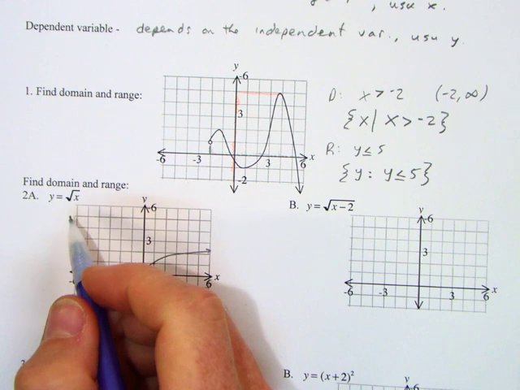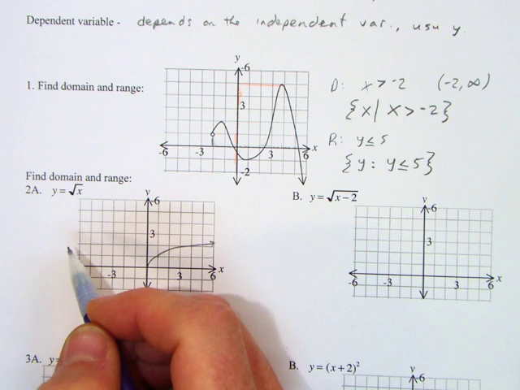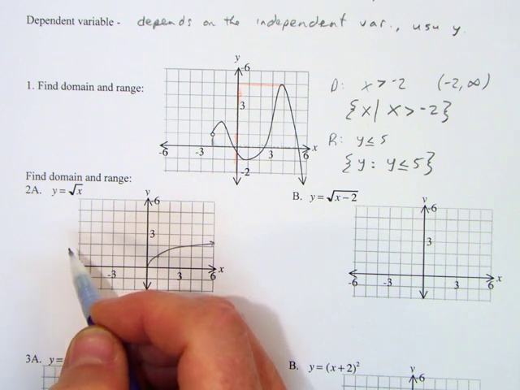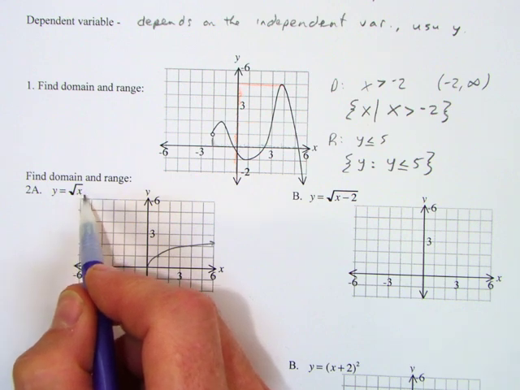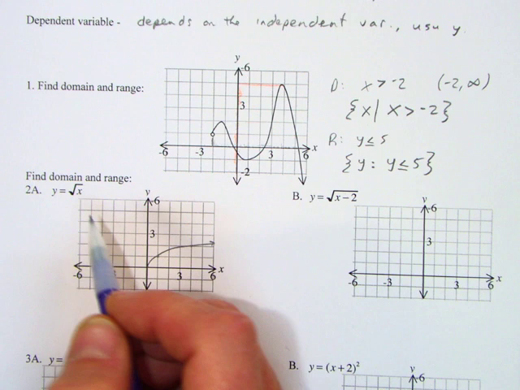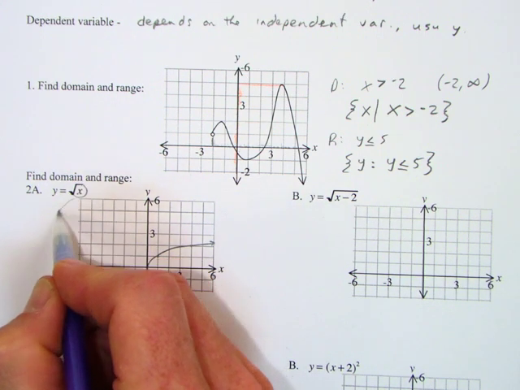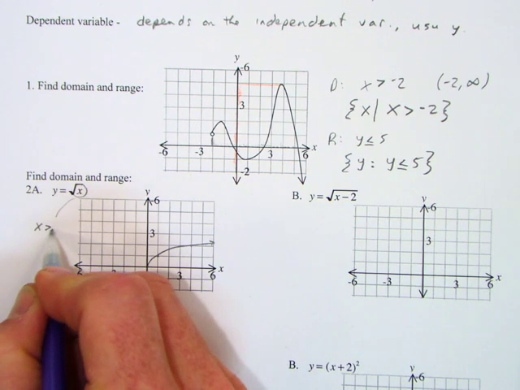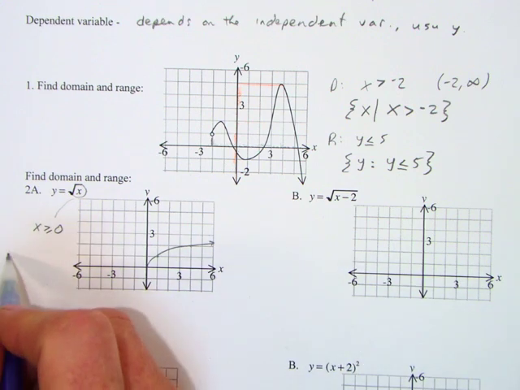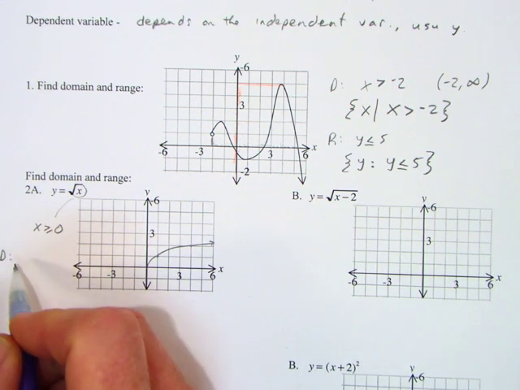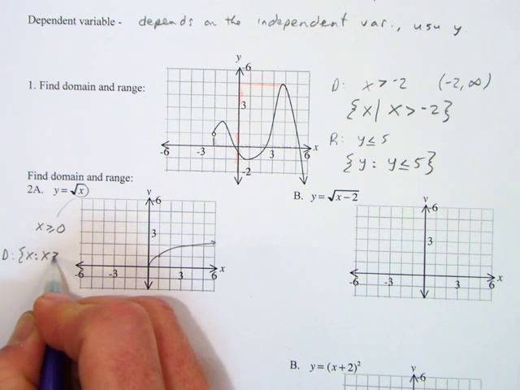Now, there's two ways to find domain. One way is to say, what are the values that work? Another way is to say, what are the values that don't work? So in this case, what kind of numbers can we take the square root of? We can take the square root of positive numbers or 0. So what we want to do is take the inside of our function here, and say that inside is greater than or equal to 0. And in this case, since it's only x, we have our domain. So our domain would be x such that x is greater than or equal to 0.